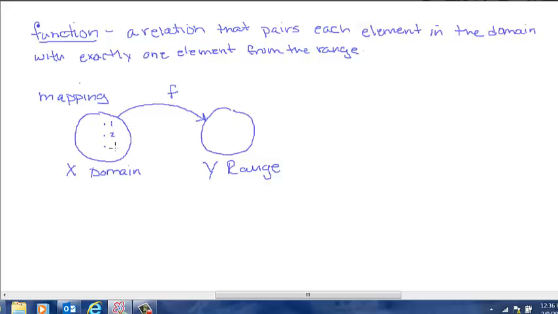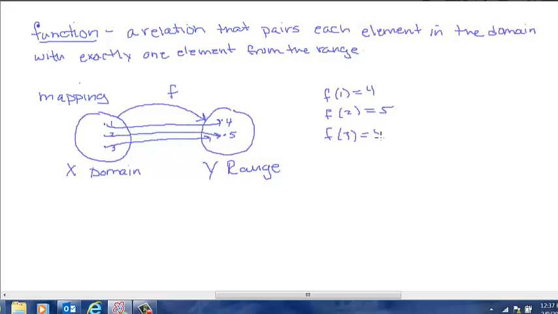So maybe we'll call this 1, 2, 3. How about 4, 5? And so let's say we map 1 to 4. Then if f maps 1 to 4, we would say f of 1 equals 4. Maybe 2 gets mapped to 5. So I would say f of 2 is 5. And then maybe 3 also gets mapped to 5. So I would say f of 3 equals 5. All right, so two different ways to look at the same function.